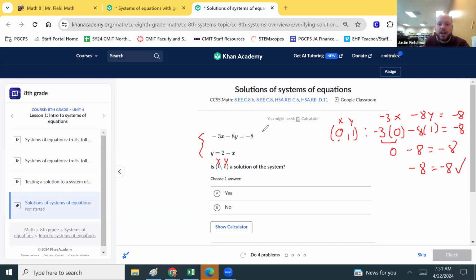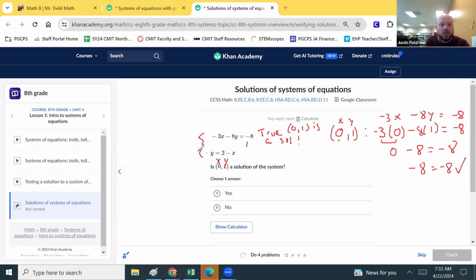So that means that we can write true. We can say that 0, 1 is a solution. Yay. Okay. So that's good. It's a solution to the top one. But in order for me to check yes here, I also have to check the bottom.